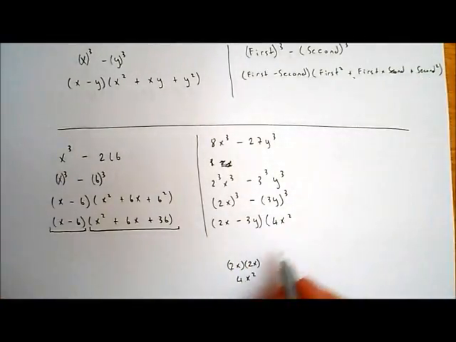So the first squared is 4x squared. Plus the first multiplied by the second. So the first is 2x. I'll just do it down here.